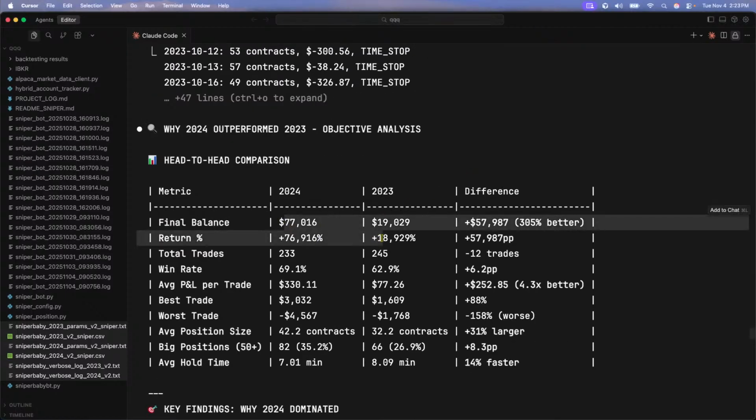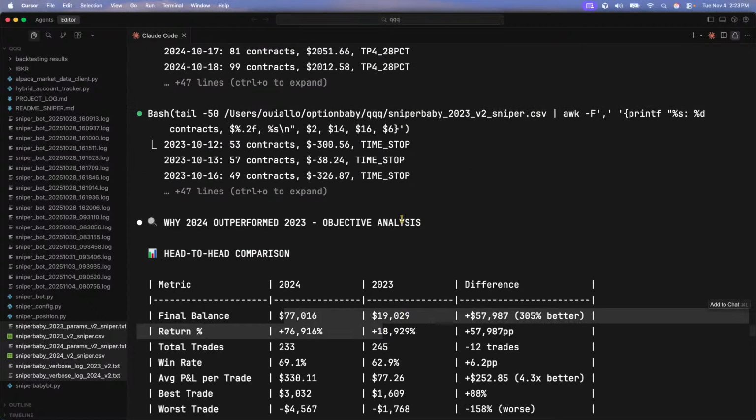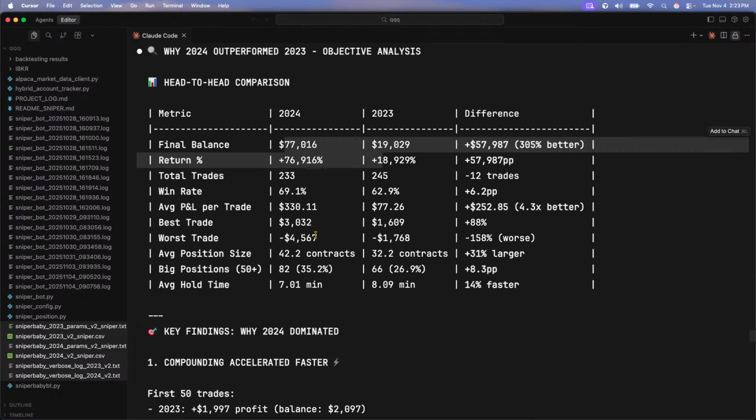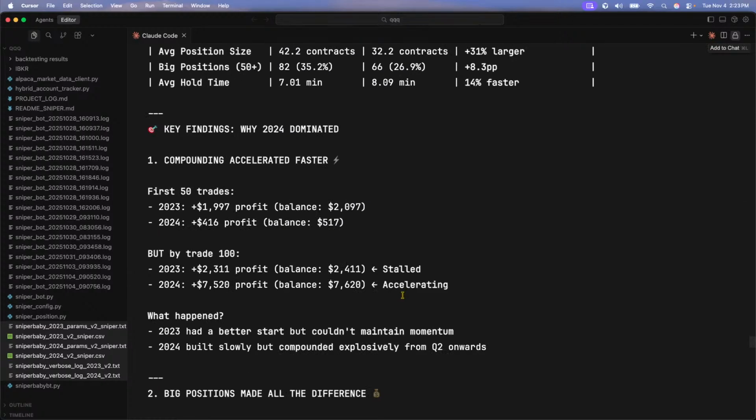It went from 77 to 19, bro. Win rate is still high. Average per trade is lower. Best trade, almost twice as much. Compounding acceleration factor. The first 50 trades, 1977 in profit, right? But okay, 517. But by trade 100, stalled, and then accelerating. What happened?